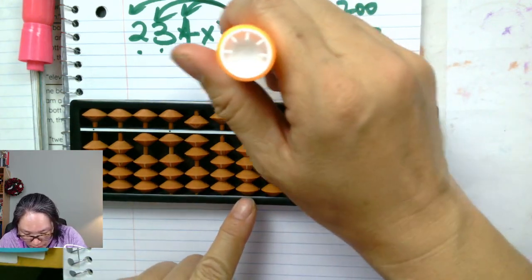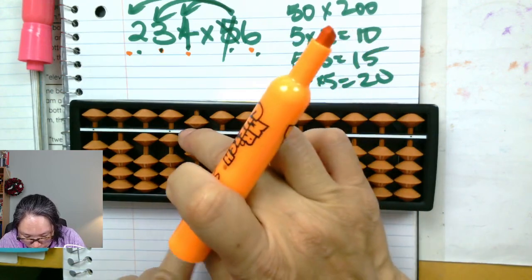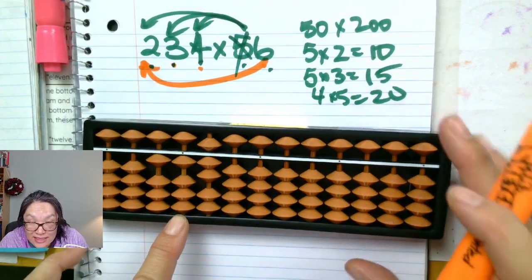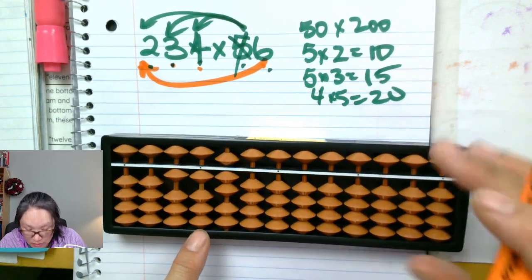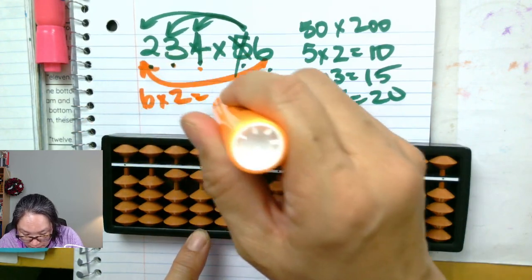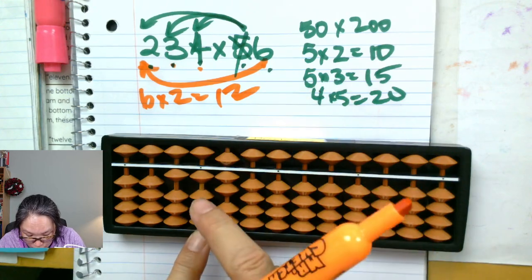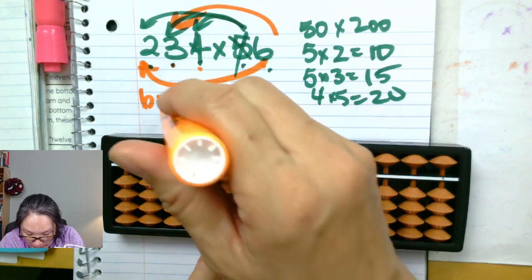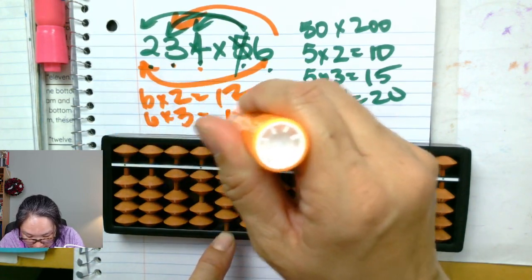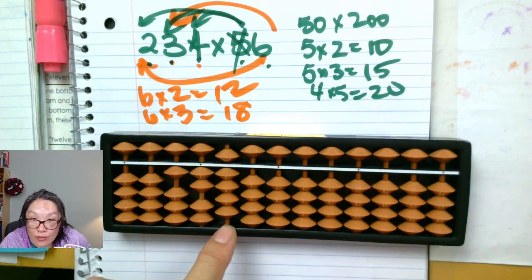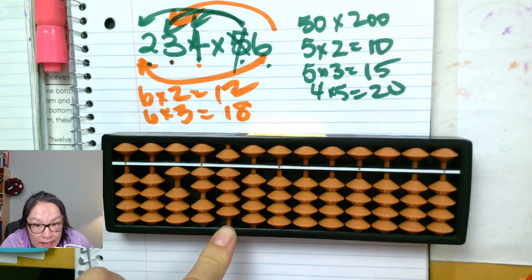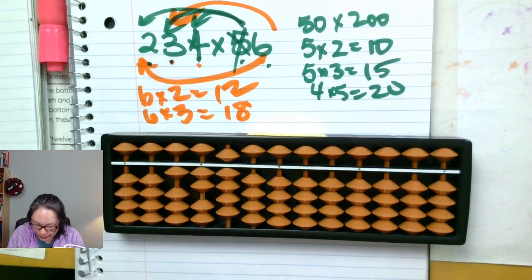We go 4. 1, 2, 3, 4. 6 times 2, right? 6 times 2 is 12. Add 2, add 1, add 2. 6 times 3 is 18. Add 1, add 8. Add 1. Is there enough beads to add the 1? How do we know how to add the 1? Do we remember how to add the 1?